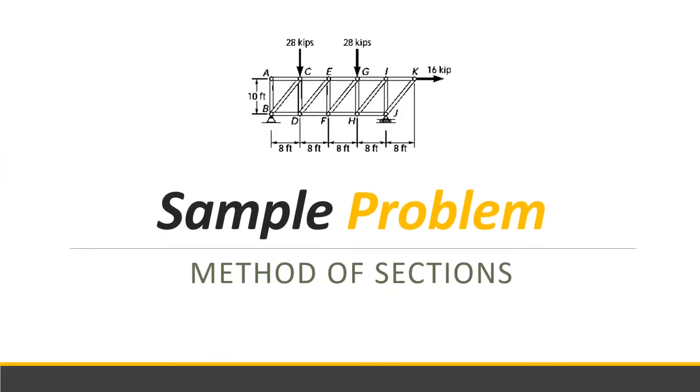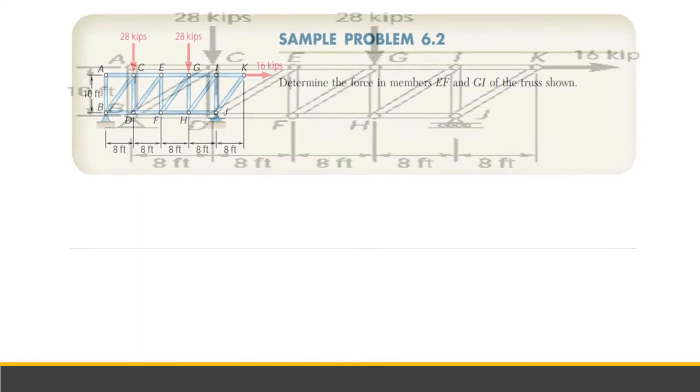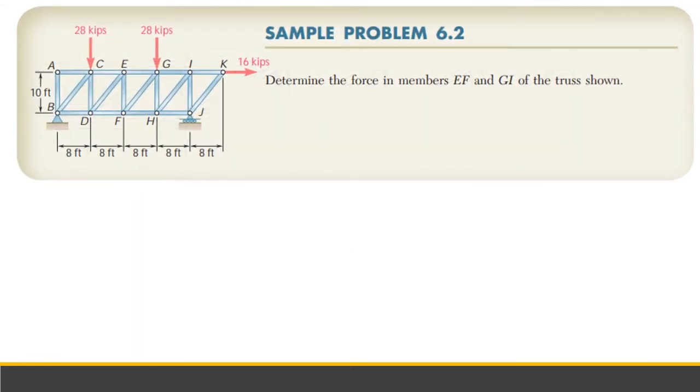Okay, so first problem. Using the method of sections, we will analyze this truss. Problem 6.2: using this truss, determine the force of member EF, this member, and member GI, this member, of the truss shown. So what is our first step? First is the free body diagram. Maybe we can use the figure to draw the free body diagram.